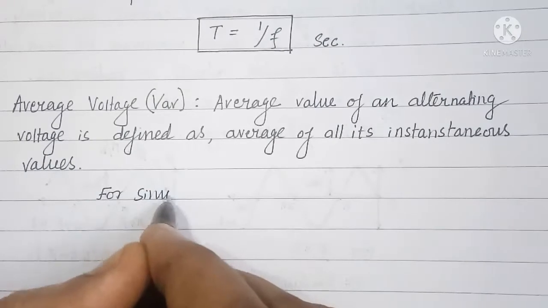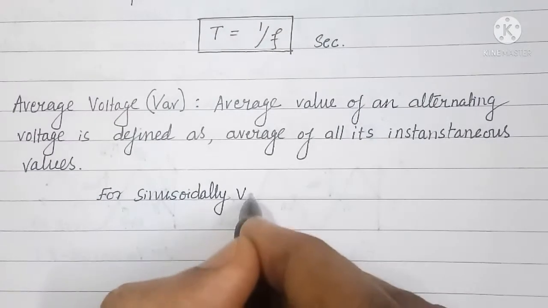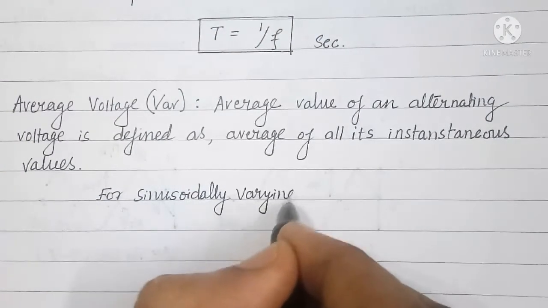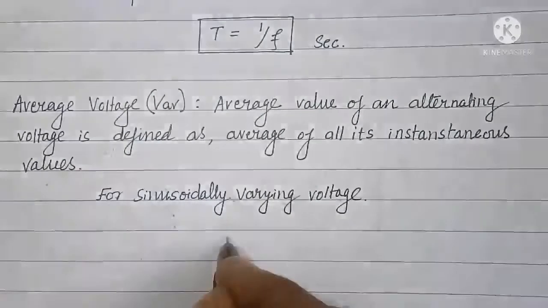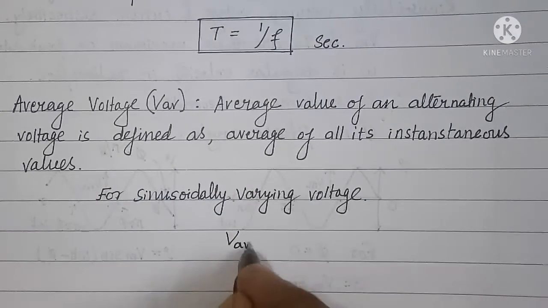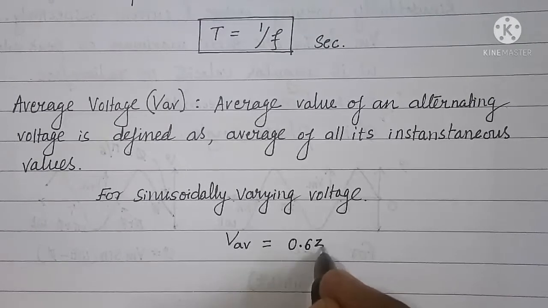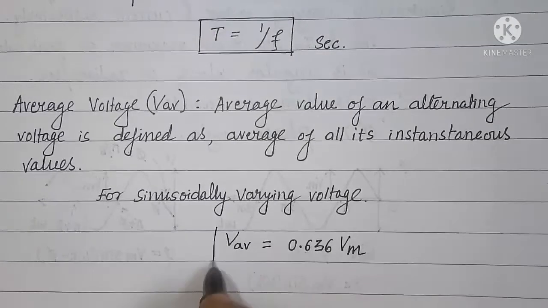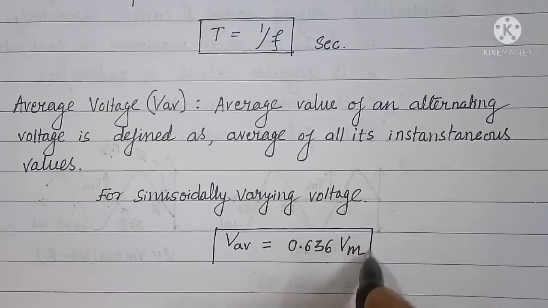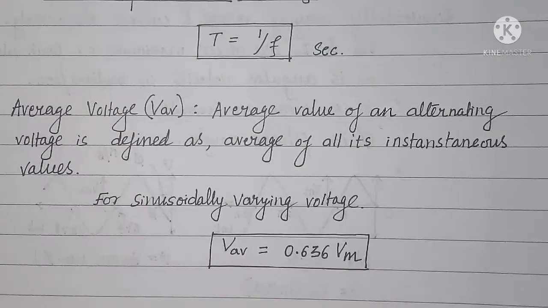For sinusoidally varying voltage, V average is equal to 0.636 times its peak value or maximum value Vm. Similarly, we can define average current IAV.